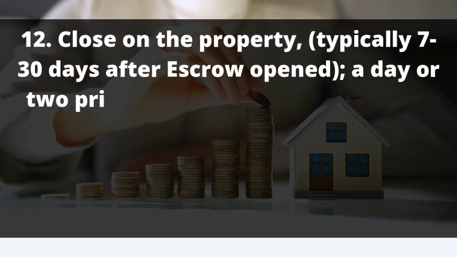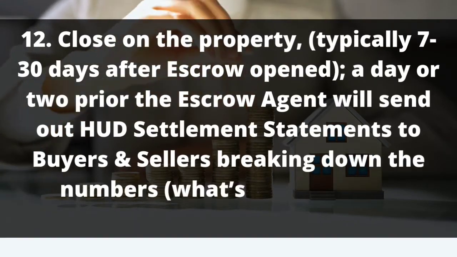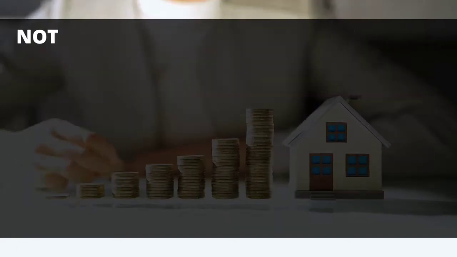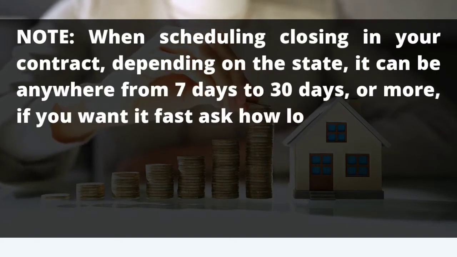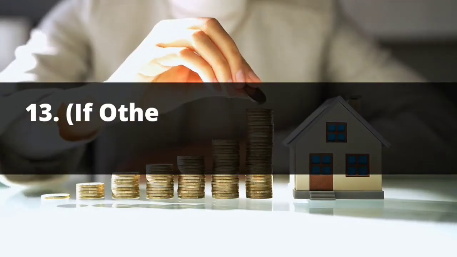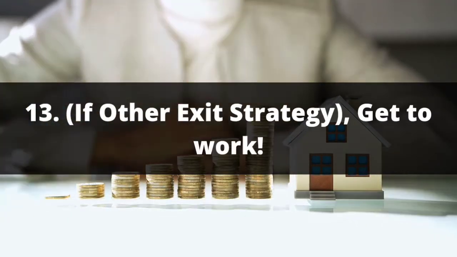12. Close on the property, typically 7 to 30 days after escrow opens. A day or two prior, the escrow agent will send out HUD settlement statements to buyers and sellers, breaking down the numbers, what's owed, what's received. Note: when scheduling closing in your contract, depending on the state, it can be anywhere from 7 days to 30 days or more. If you want it fast, ask how long it will take up front before doing your first deal. In Oklahoma for example, we are an abstract state, so at minimum it typically takes 21 days. 13. If other exit strategy, get to work.